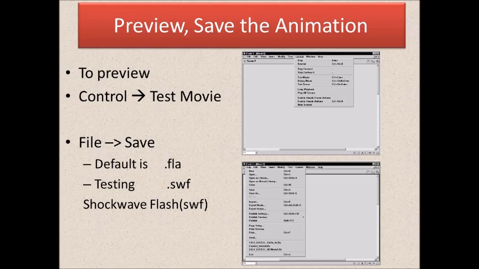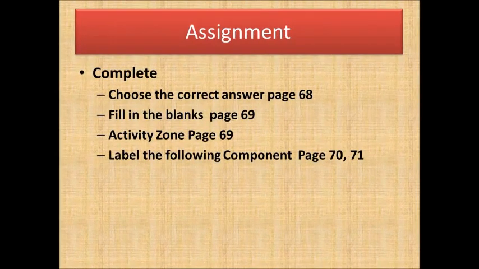Now it is assignment time, dear children. You have to complete a few pages in your textbook. That is, choose the correct answer in page number 68, fill in the blanks in page number 69, activity zone in page number 69, and label the following components in page number 70 and 71. You just have to mark the answers in pencil. You need not copy this in the classwork. Just mark it and label the parts.